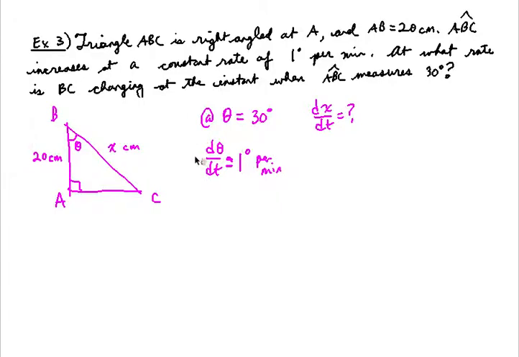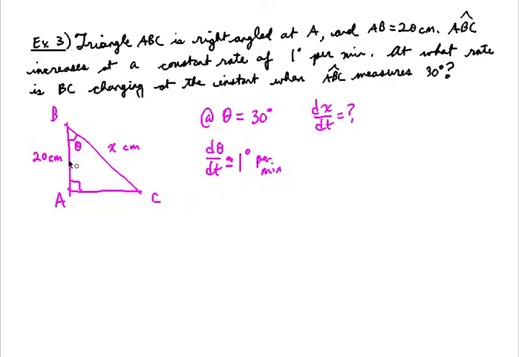Now this should probably raise a red flag here, because if I take the derivative of an angle, I'm probably going to be using a trig function, and this problem is probably going to involve a trig function. So when I take the derivative of a trig function, I need to make sure that my angle is in radians. So this will probably have to change later on. But let's start by defining the relationship here.